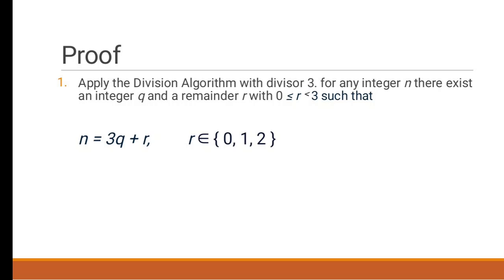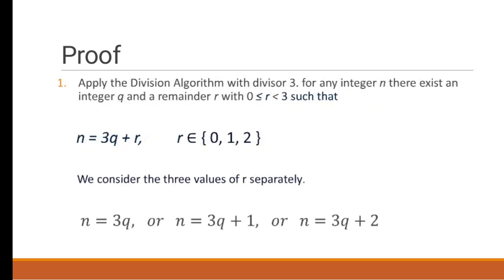According to the division algorithm, for any integer n, we can write it as n is equal to 3q plus r, where q is an integer and r is the remainder when n is divided by 3. So since the remainder can only be 0, 1, or 2, we will examine each of these three values of r separately. So namely, n will be equal to 3q, or n equal to 3q plus 1, or n is equal to 3q plus 2.